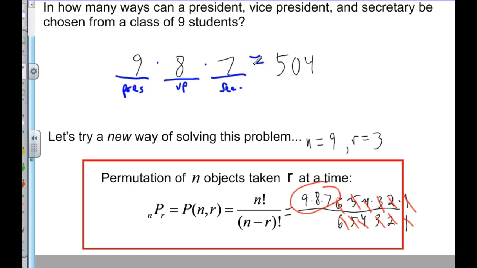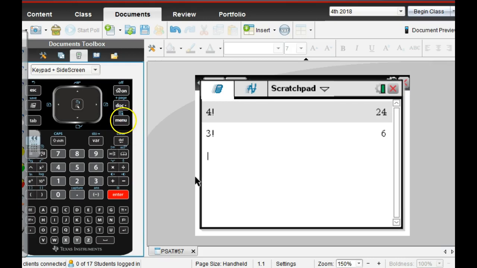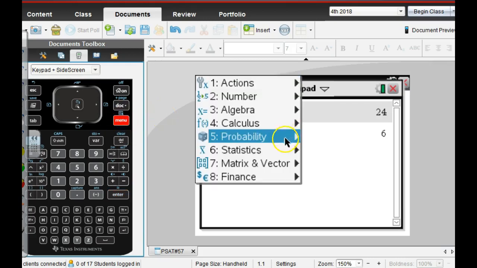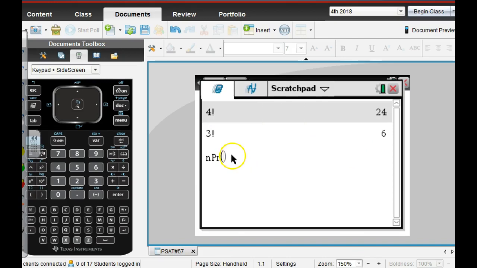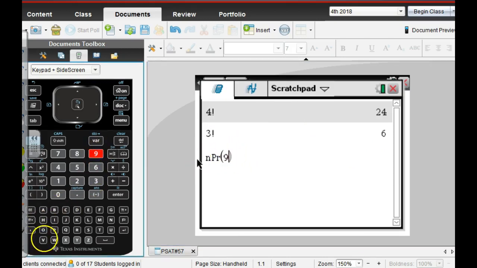So this is kind of a formulaic way of doing it. On the calculator, the way you do that is you hit the menu key on the TI Inspire. This looks like probability, that's the name of the chapter. And this is a permutation. When order is important, it is a permutation. It automatically types in nPr. We just put the n, comma, right down here in the bottom left, r, which is 3. And so we get the same answer, 504.